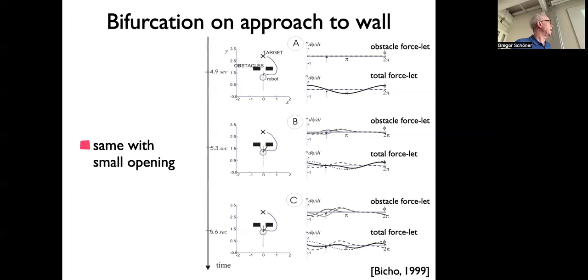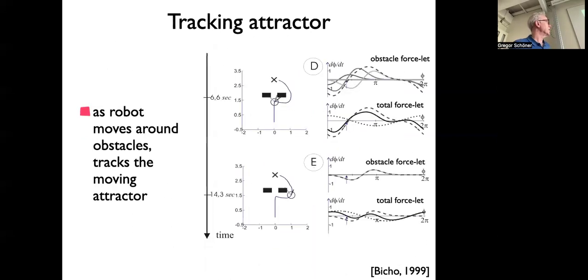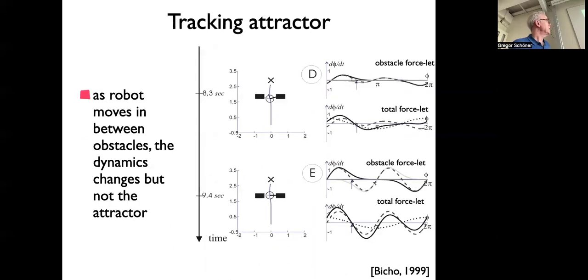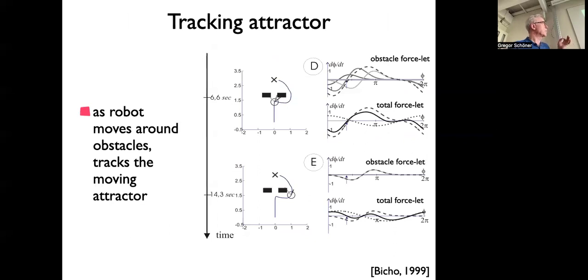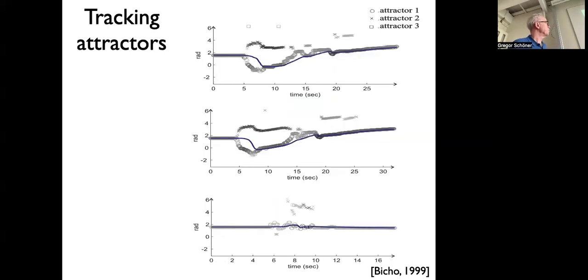And you can do similar analysis with this opening and so on. This is another one, you can actually also look at how it tracks the attractor as it moves. I invite you to do that in the essay. And here's an interesting graph where, in this first example that I just showed you, when you get close to the wall, it actually tracks the attractor states in the dynamics.